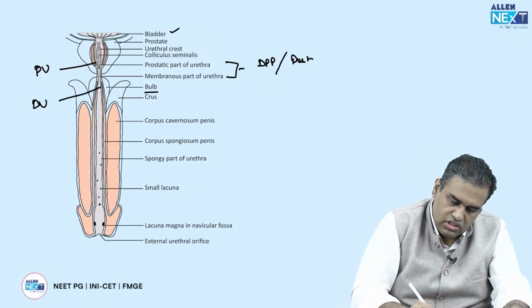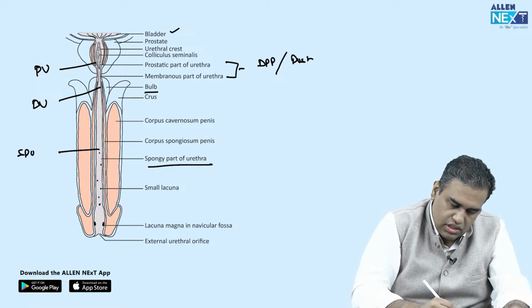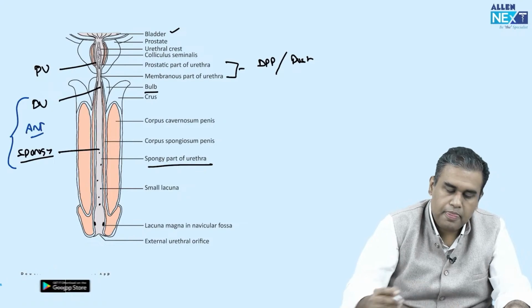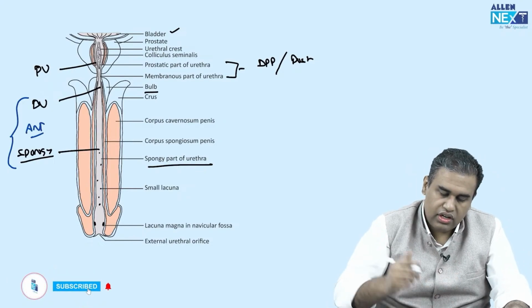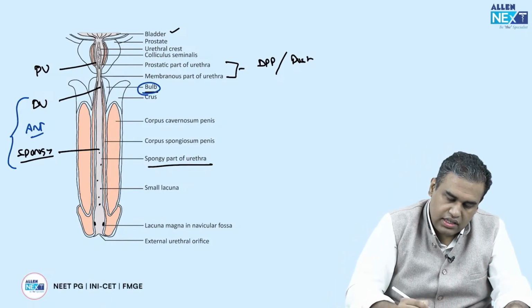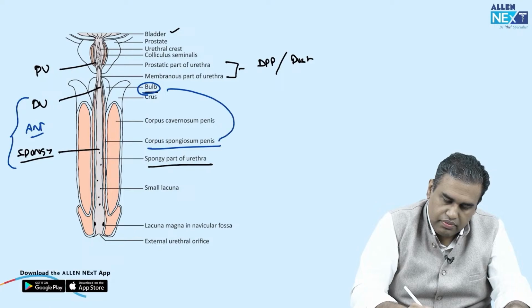And this will be your spongy part of urethra, and this, right, spongy urethra. So bulbar and spongy किस में आएगा? They are coming in the anterior urethra, है ना, and they are continuing down. Anatomy of penis भी आप देखिए, you have the bulb of penis that continues into what? Corpora spongiosum, and you have the crus of penis continues into corpora cavernosa.